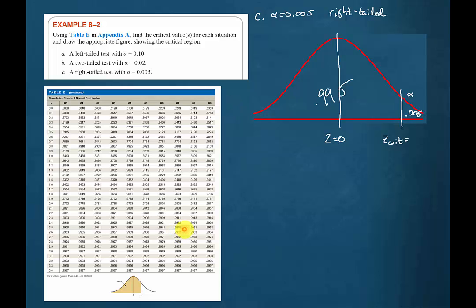Now looking in the body of the table then for 0.995, we find 0.9949 at 2.57 and 0.9951 at 2.58. And both of these values have a difference of 0.0001 from 0.995. And halfway in between 2.57 and 2.58 would be 2.575.